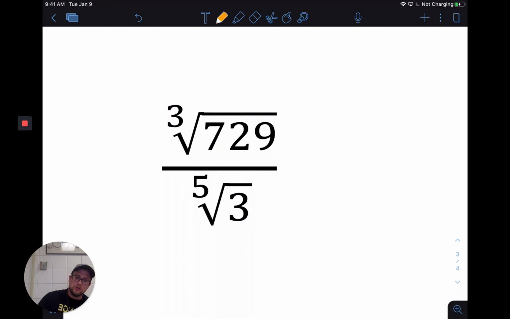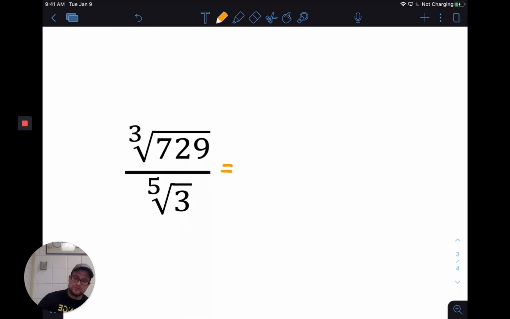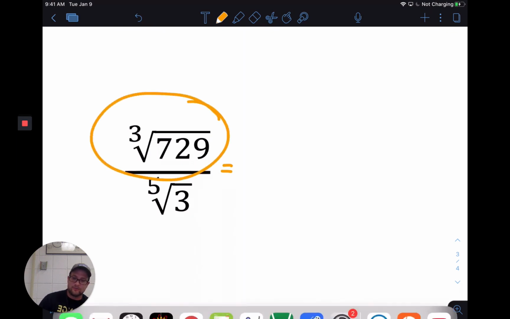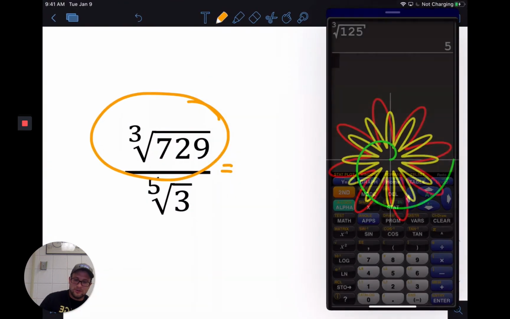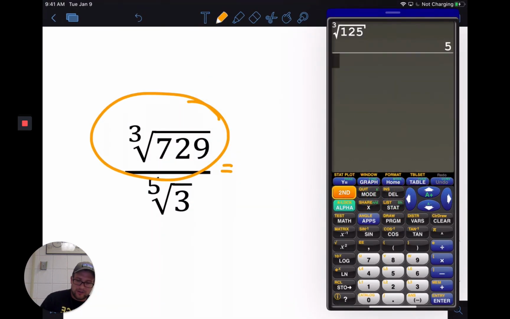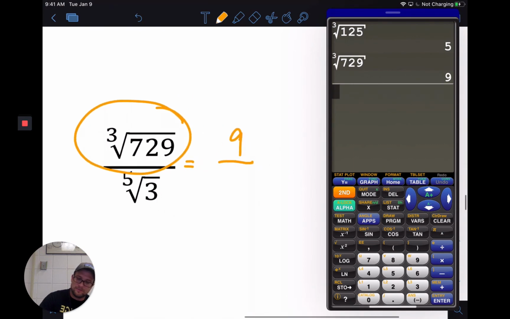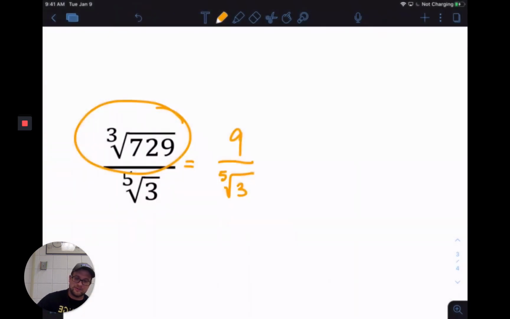So, looking at this, really the only thing that we can do is see if we can find a third root of 729. So, looking at our calculator, again, we'll go to math, third root, 729. Hey, that is equal to 9 over the fifth root of 3. I think that's where I'd leave it. You can't push those two things together because they are not the same radical.